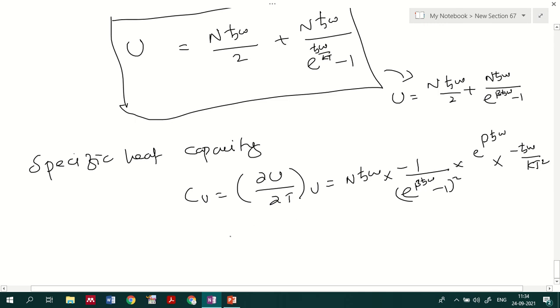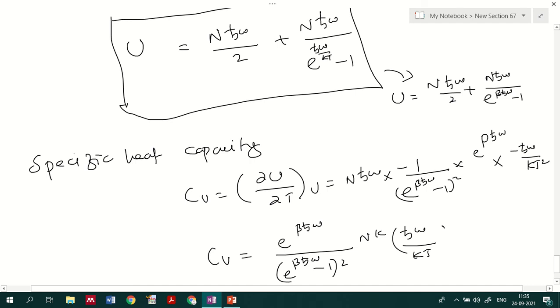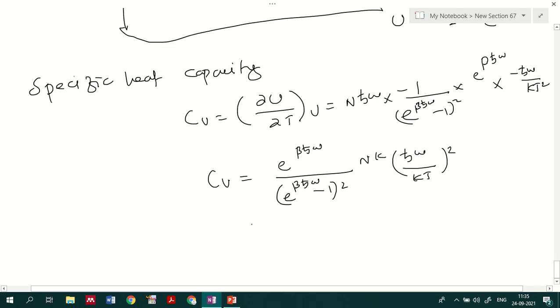Now anyway, if you do that, for Cv you will finally be getting e raised to beta h cross omega divided by e raised to beta h cross omega minus 1 whole square, into N k, h cross omega by kT whole square. Okay, so this is your Cv corresponding to that.